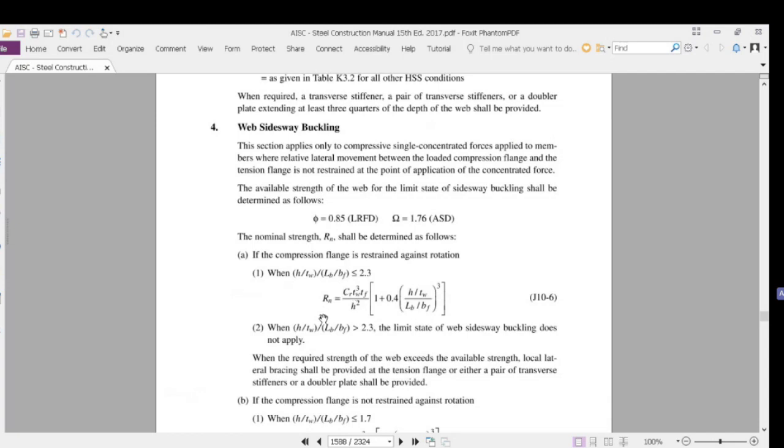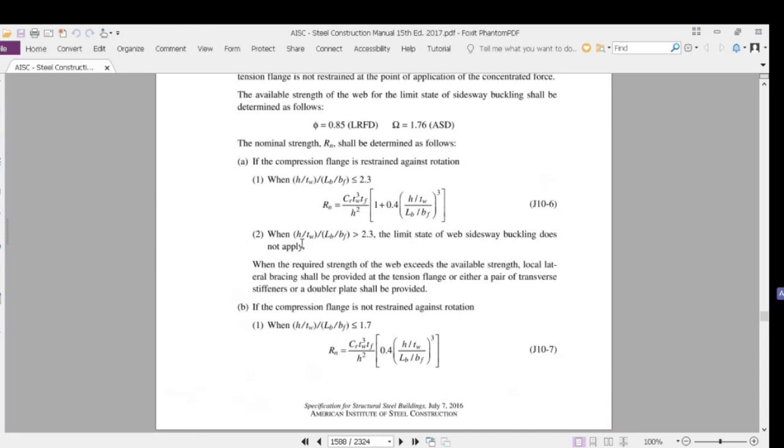Then we can take the nominal strength equal to Cr times the thickness of the web cube times the thickness of the flange divided by the web depth whole square times big bracket 1 plus 0.4 small bracket open the ratio of the web depth by thickness of the web divided by the unbraced length ratio by the width of the flange, small bracket close, raised to the power 3 and then big bracket close.